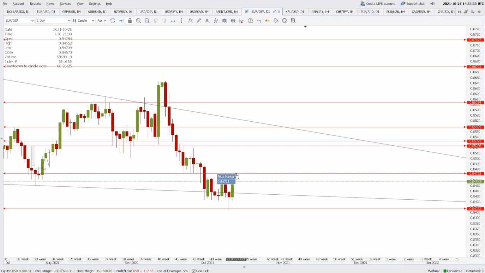But if it gets rejected and we see a bearish engulfing or bearish pin bar at 0.8472, then it can come back to 0.8407 again. So right now support is at 0.8407 and resistance is at 0.8472 in this market.